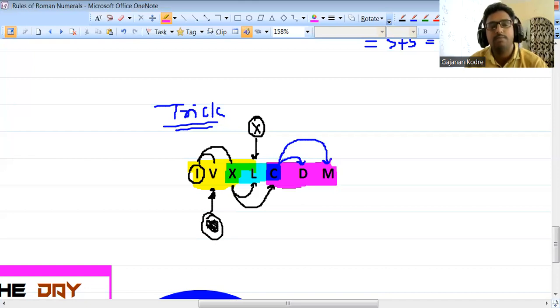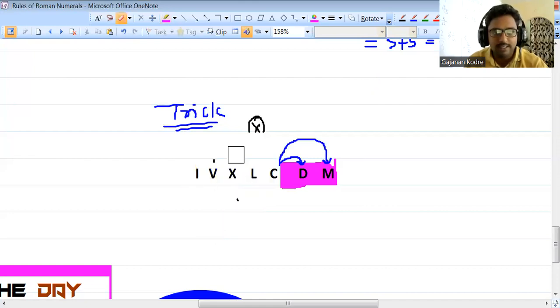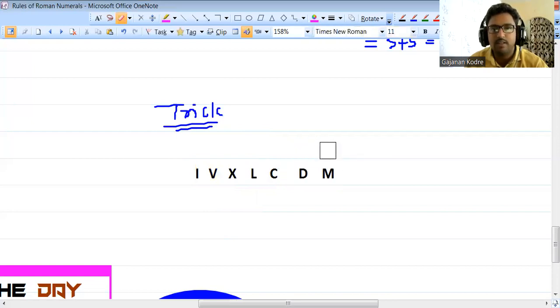Sorry, that C is not visible. Okay, so first the group of three, then the second group of three, and then the last three. If you are not able to get it like this, let me try to explain it differently.